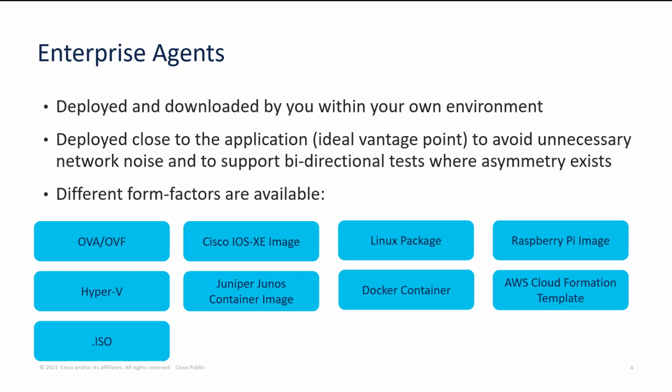Enterprise agents are deployed and downloaded by you within your own environment or organization. They're deployed close to the application, which is considered to be an ideal vantage point, because you'll avoid all that unnecessary network noise that you don't need. It also supports bidirectional tests where asymmetry exists within the network. Say you had traffic going out one way of your environment and coming in another way, we're still going to be able to capture that traffic, get to the source or destination, because it's at an ideal vantage point.